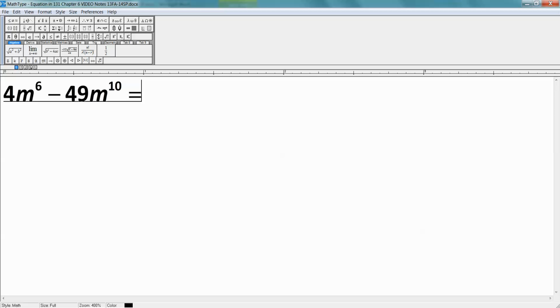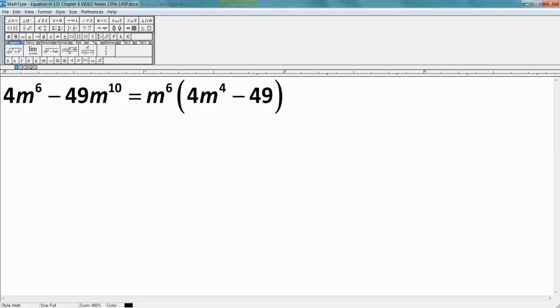Okay, so what I noticed right away is I've got m to the 6th in both of these as a GCF. So I'm going to take that out, and that leaves me 4m to the 4th. Oh, I'm being silly. This is the m to the 4th. There we go. 4 minus 49m to the 4th. Ta-da. Okay, so we can still do this, right?